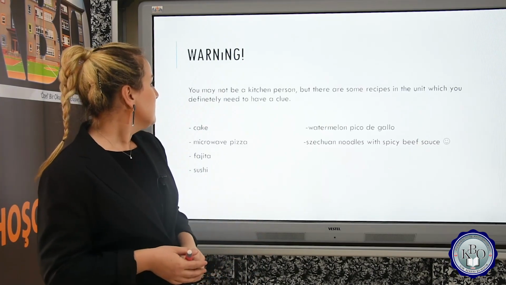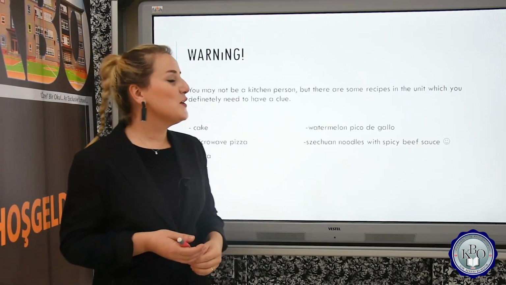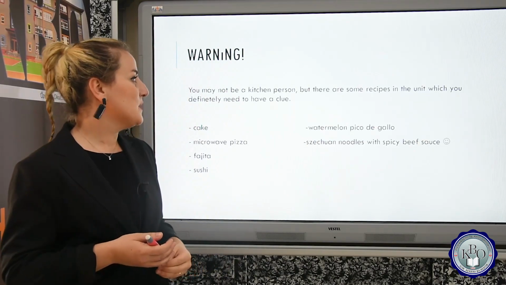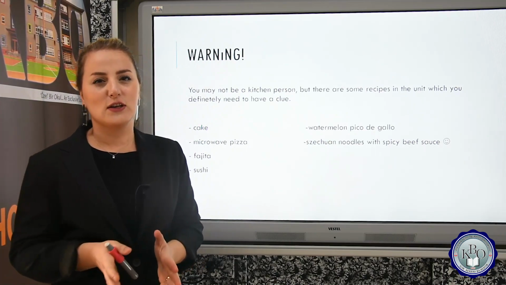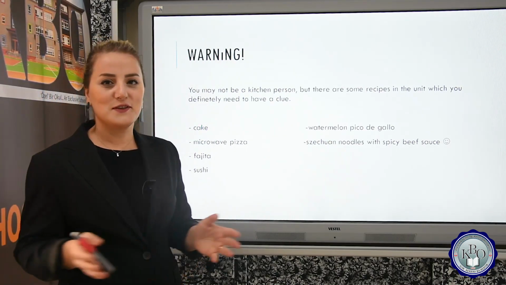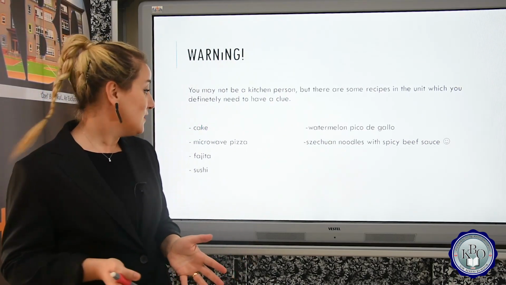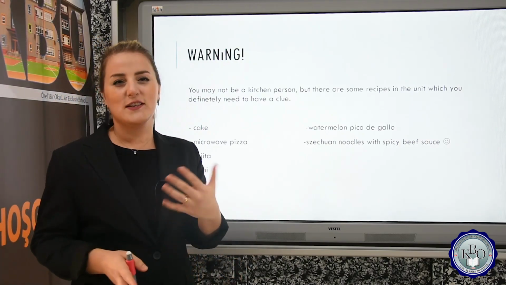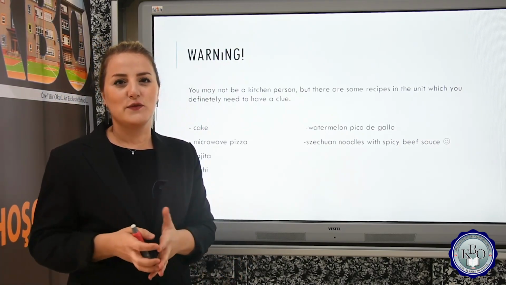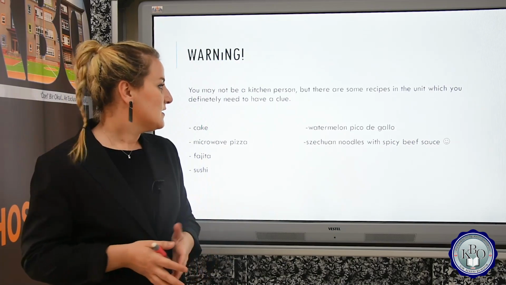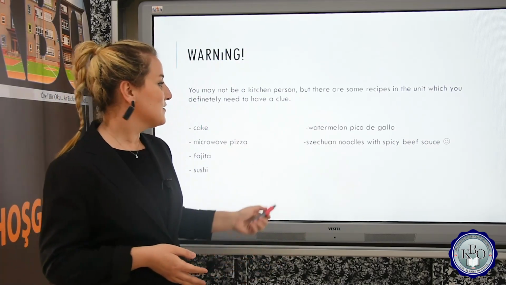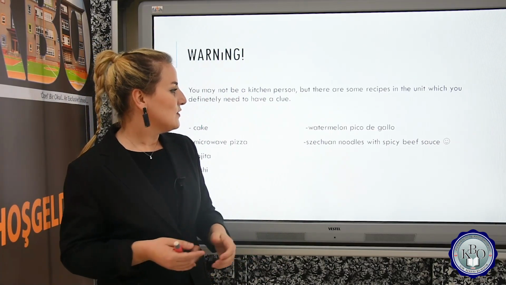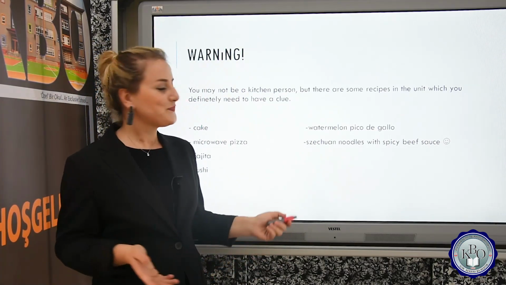And the last warning, okay, you may not be a kitchen person, guys, but there are some recipes in the unit which you definitely need to have a clue. For example, what is cake? You should know. Or making pizza, you should know. Fajita, sushi, these are the different traditional foods of different countries. Or watermelon pico de gallo, I don't know what it is actually, it's Spanish. And the Szechuan noodles with spicy beef sauce.